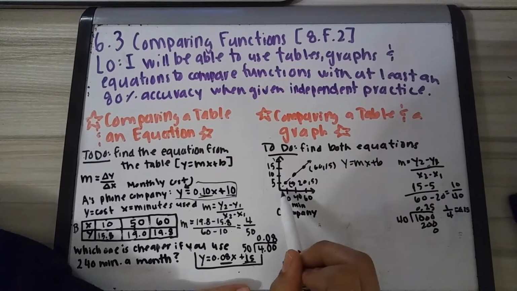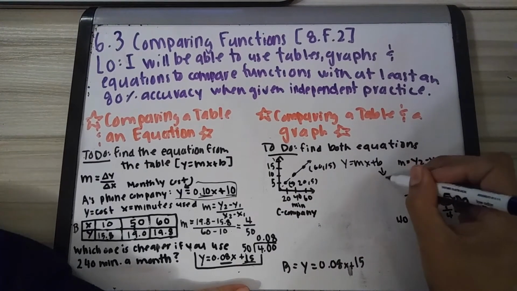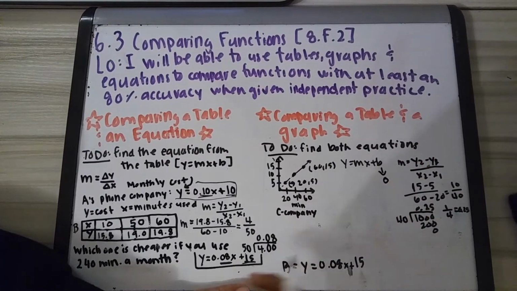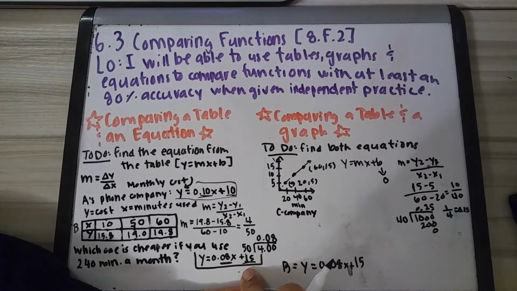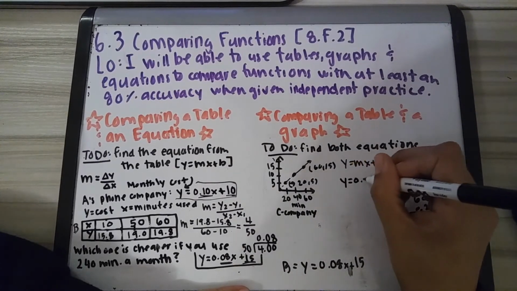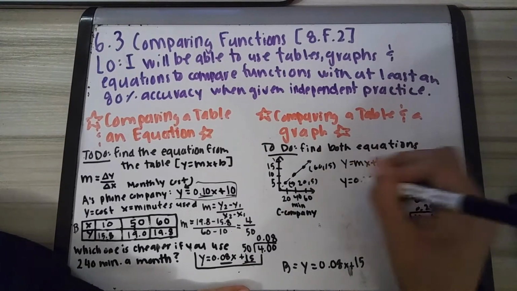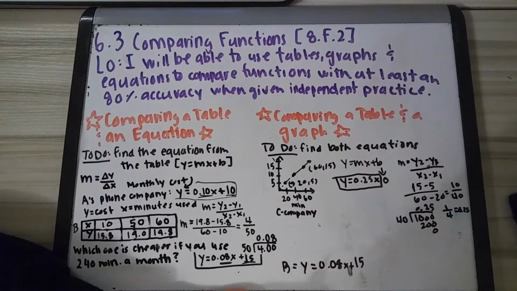Now, because of the graph, I see that it goes through the origin. That means it has an initial value of 0, so I don't have to do anything else. If you didn't have an initial value of 0, then you have to do what we did over here to find your B, plugging in your X and your Y value. So I'm going to say Y equals 0.25x. This company only charges 25 cents per minute you use with no initial value.